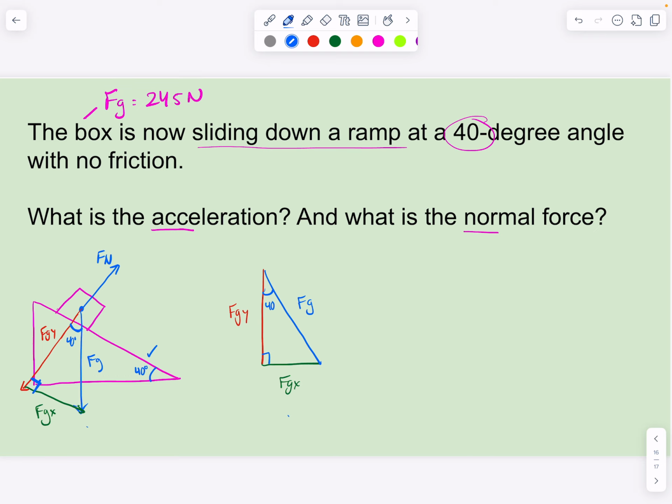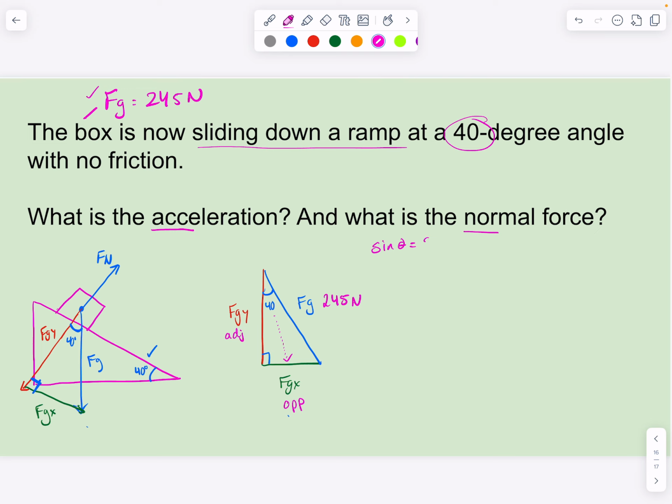Okay, here's what I know. What I know is I have an FG. This value is 245. I know that across from the angle here is my opposite side, and the one next to it is my adjacent side. So that's my triangle setup to work with my trigonometry ratios. Okay, so that's my FGY, my FG, and my FGX. So that's what I have to work with so far. You good with this?